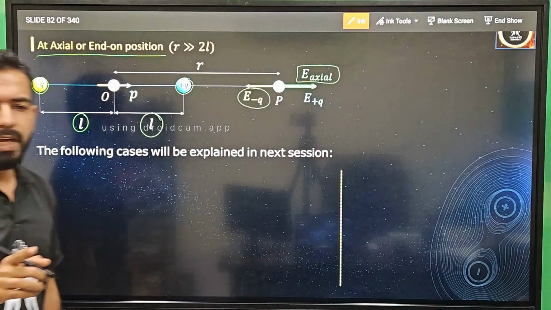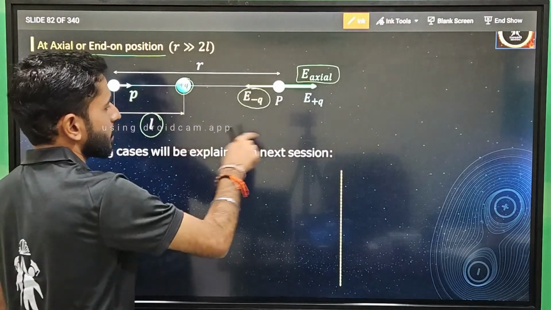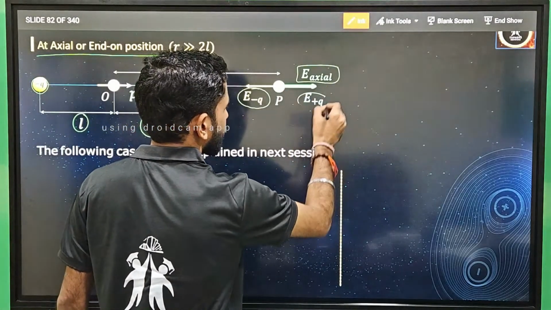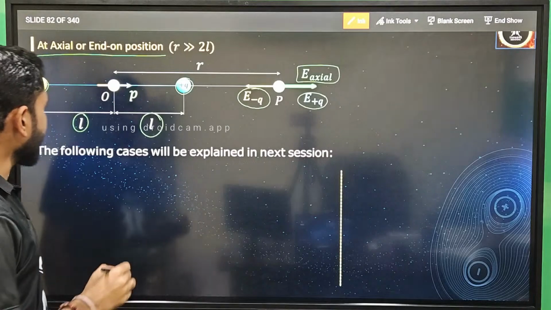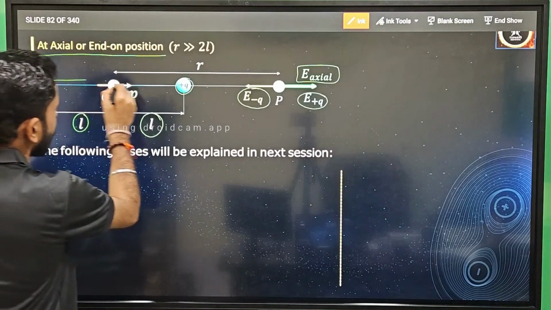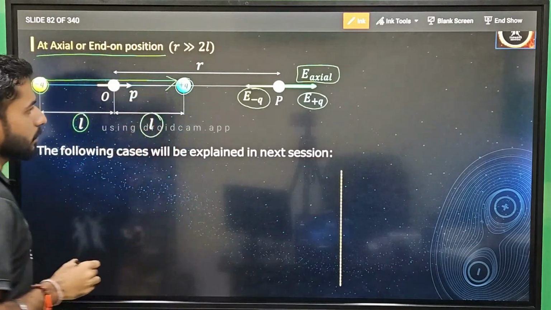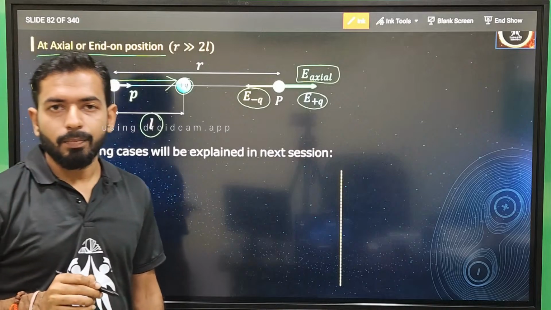Correct. Now what is the direction due to this positive charge? Radially outwards. Correct. Now tell me, what is the direction of the dipole? That also draw: negative charge to positive charge. Now tell me who will be in majority.